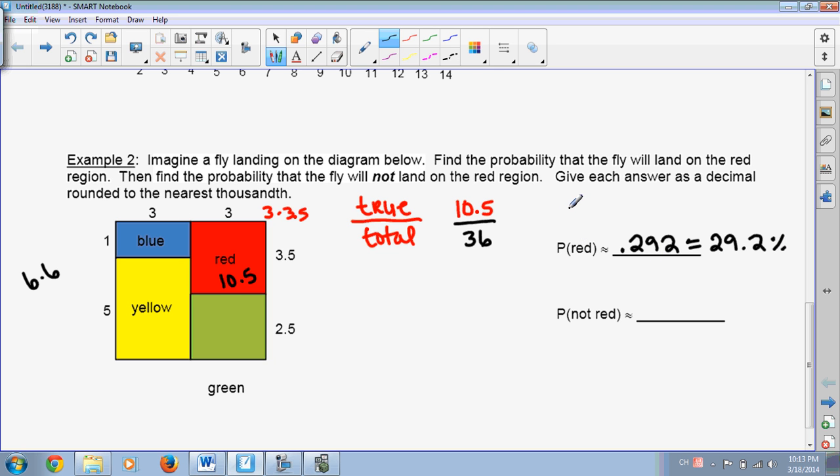Okay, now we're finding the probability that it does not land on red. Well, remember that we did find what red is, and we have the total. So we can take the total and subtract the red to find the area that's not the red. So the total is 36, and we're subtracting red, which is 10.5, which will give us the area that's not red. So 36 minus 10.5 is 25.5. And then again, we're always going to divide it by our total, which is 36. So this is the area that's not red, so the blue, yellow, and green added together, and then divided by 36.